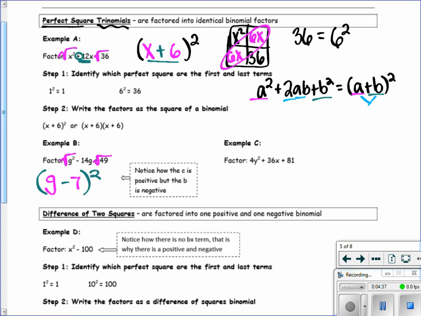Instead of doing our factoring steps, we can just cut straight there. If you had done your factoring steps, you would have gotten that your two parentheses were g minus 7 and g minus 7. But what's a different way of writing g minus 7 times g minus 7? g minus 7 squared.